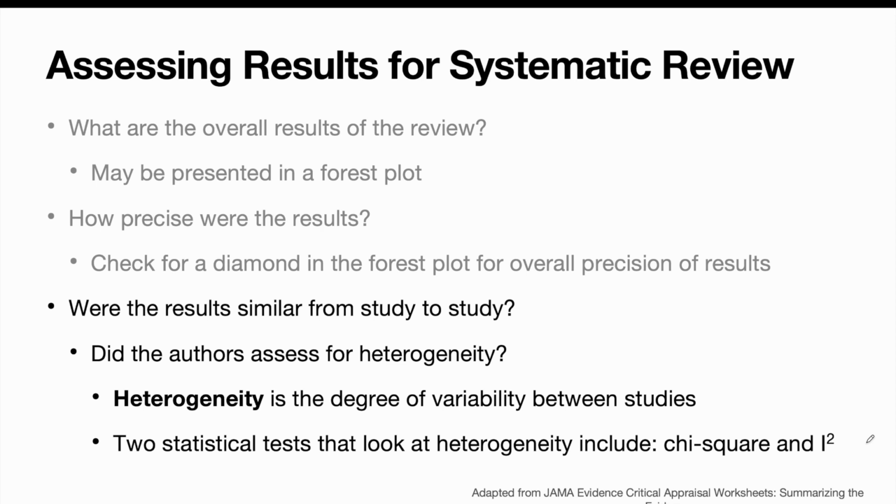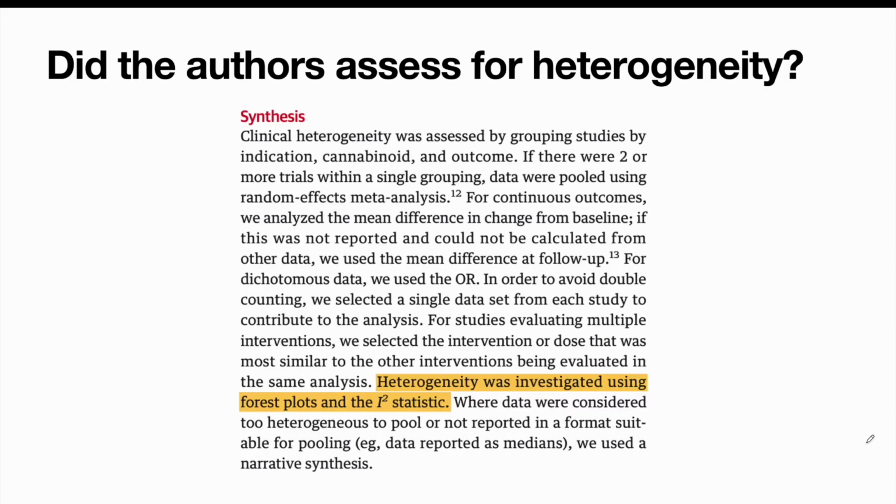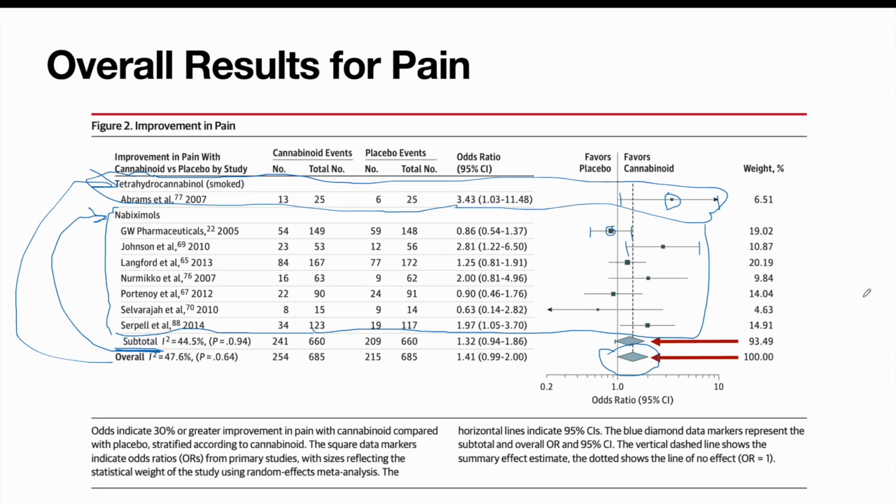So now we want to ask, were the results similar from study to study, and how perhaps the authors assessed heterogeneity? So we saw here that there's quite a bit of heterogeneity in the nabiximols. Some show great favorability, all the rest of them cross the line. So the jury's still out on that.